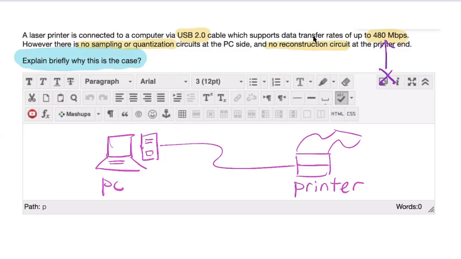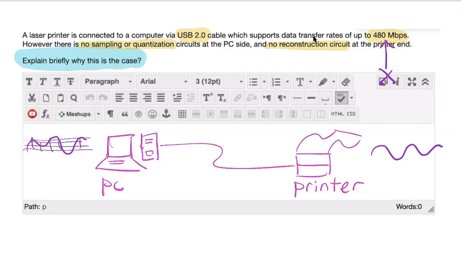Now, some people had some very strange responses to this, saying things like there's an anti-aliasing filter, or because it's sampled at a very high rate, or because there's no interference, or because we're using a cable. It's really very simple. We only need sampling and quantization if we have an analog signal, and we only need reconstruction if we want to reconstruct the analog signal. Right? So that's the only reason we would need to sample.